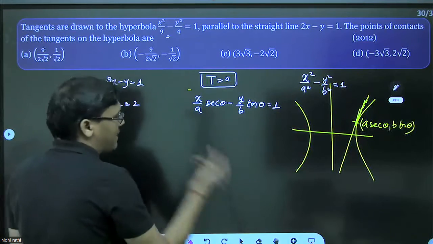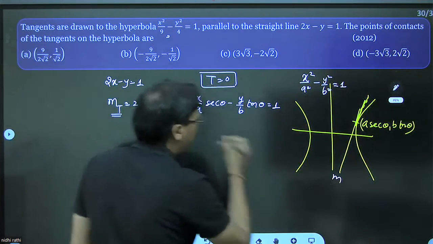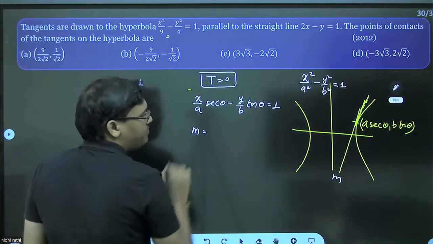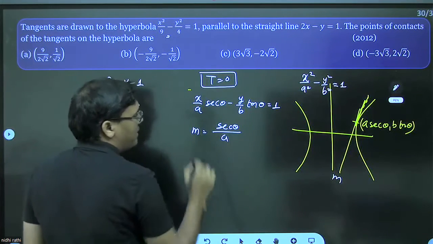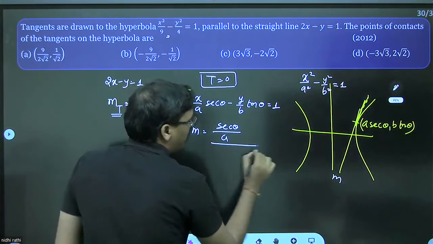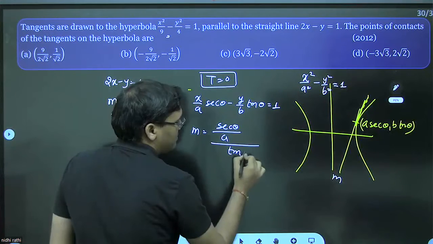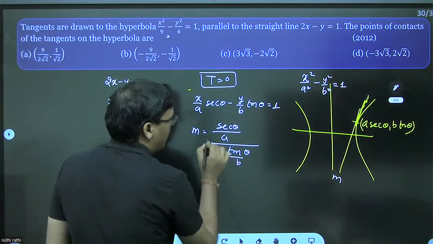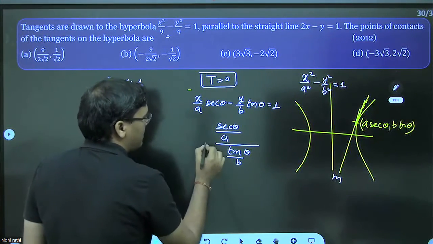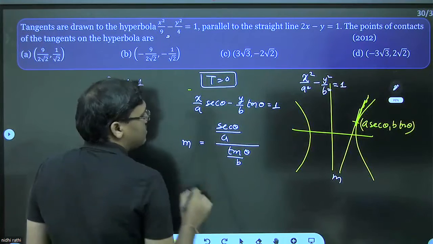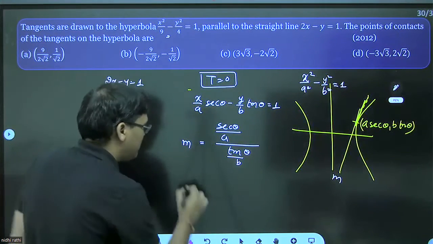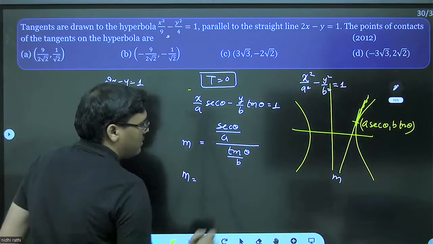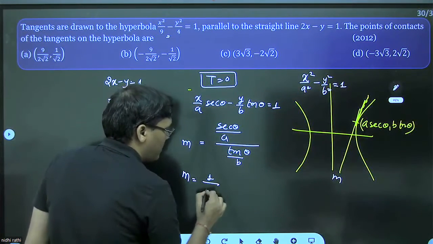Now, what is the slope of tangent? What is the slope of this tangent? This is, you can see, m is equal to sec theta divided by A, coefficient of x, divided by coefficient of y, which is tan theta by B, and we have to put a negative sign here. So this will become plus. You can see minus minus will be plus. So this is m is equal to sec theta, that is 1 by cos theta.